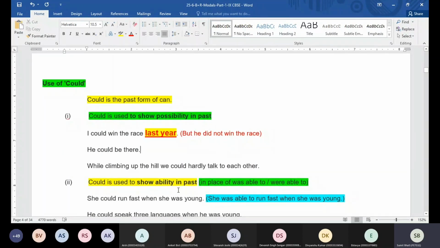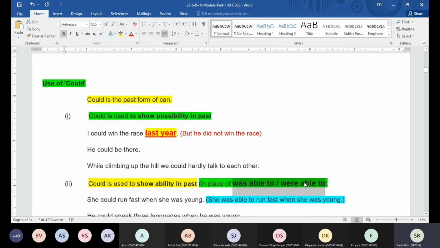Now could is also used to show ability in the past time. For the present abilities, we are going to use can. For the past abilities, we are going to use which word? Could. In place of could, we can also go for the words like was able to or were able to. These are the two words we can go for. Like she could run fast when she was young. Now, how will you identify we have to use could here, not can?